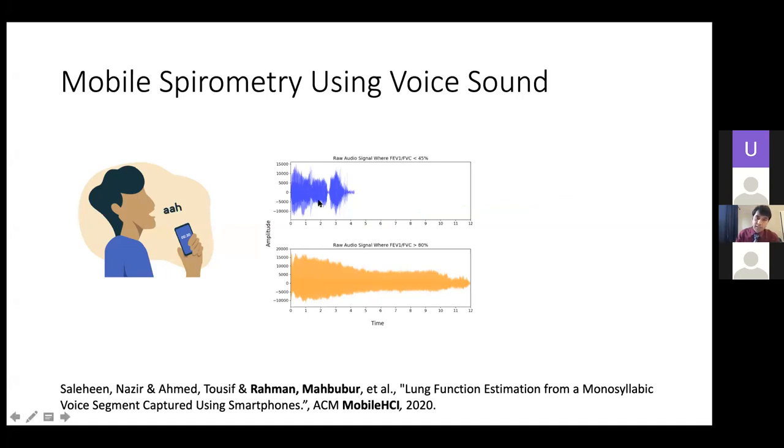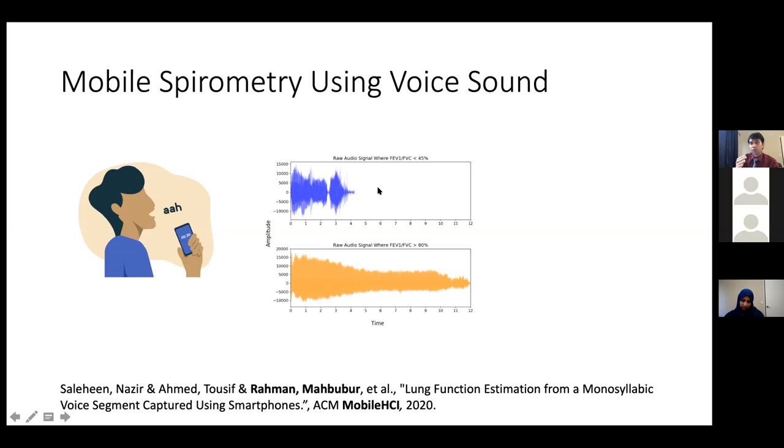As you see in the picture, the top one is the sound from one subject who has a really bad condition. But this is lower effort than blowing too fast, too hard. And the bottom one is from another subject who has a better health condition. As you see, the volume and duration of the sound is different, stronger, bigger, longer than the sound that we see from the severe patient. This is how we can analyze, and then estimate the lung capacity or the respiratory condition of someone. And this paper is published in Mobile SCI this year. It is not public yet, so soon we are going to present this at the Mobile SCI conference in coming months.